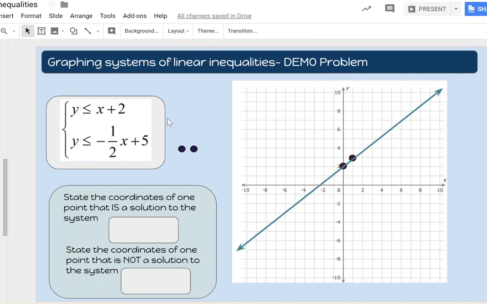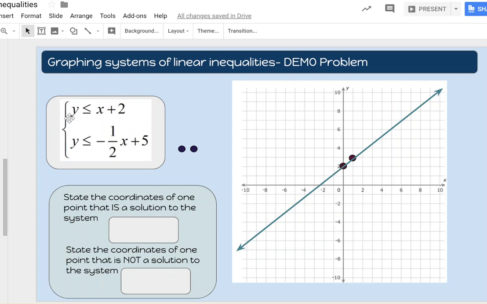Okay, so again, now I need to decide where to shade. So y is less than or equal to. So I can always test a coordinate point. I can test 0, 0. Is 0 less than or equal to 0 plus 2? So that would be 0 is less than or equal to 2, which is true. Okay, again, that's part of the solution, so that means I'd want to be shading below.